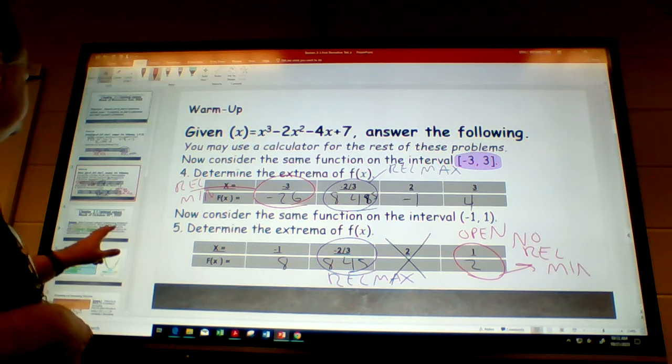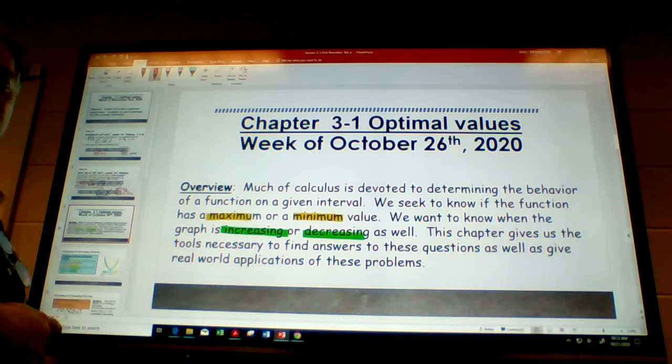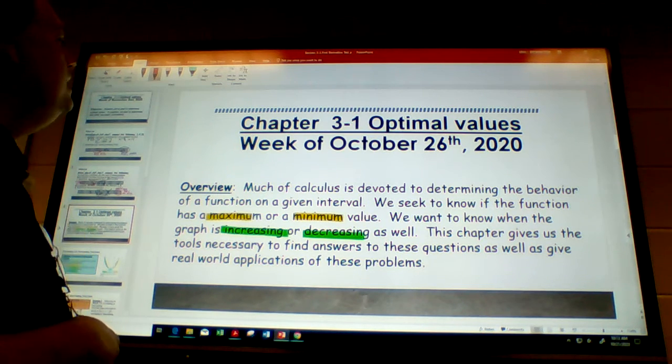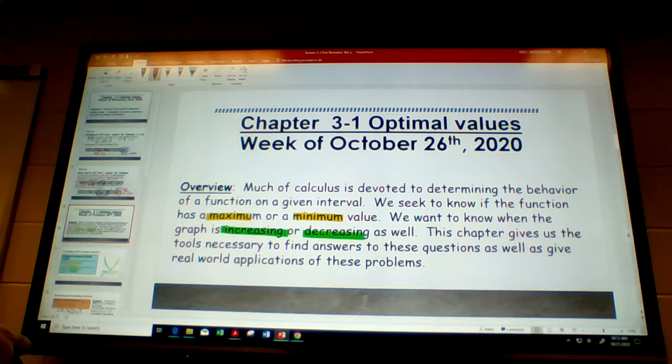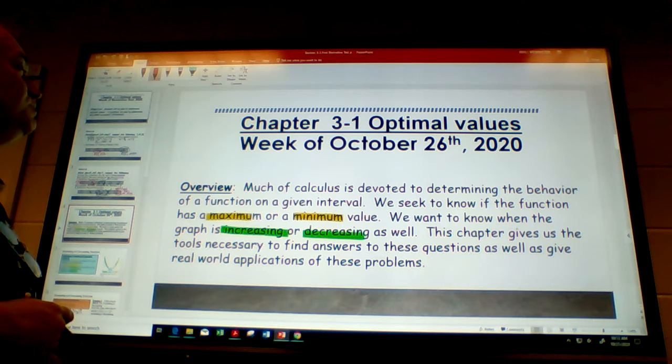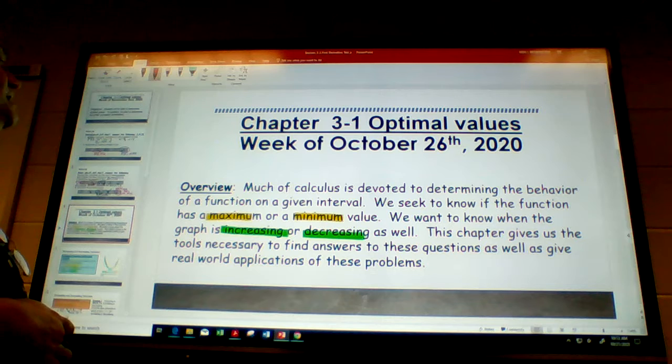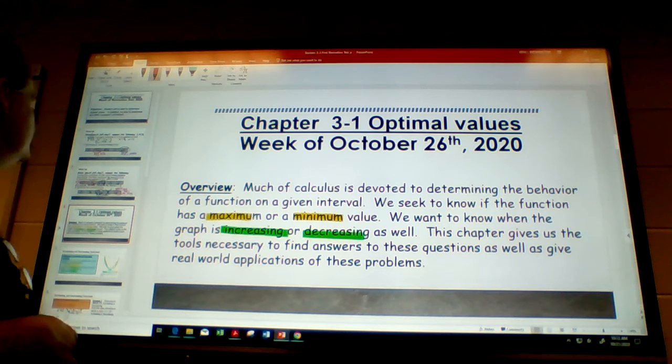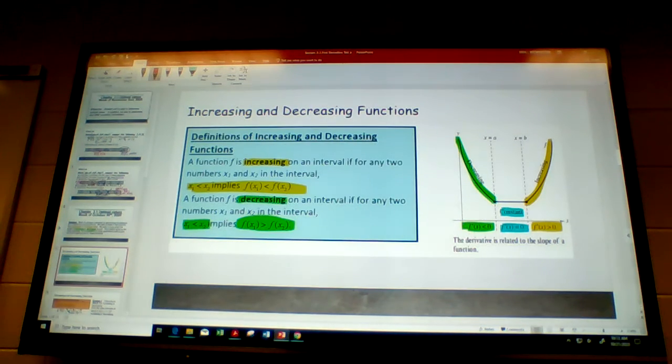Okay, now let's look at the overview. Much of calculus, as you know, is determining the behavior of a function on a given interval. We seek to know whether it has a minimum or maximum value. We also want to know whether the graph is increasing or decreasing, and this chapter gives us the tools necessary to find those answers.